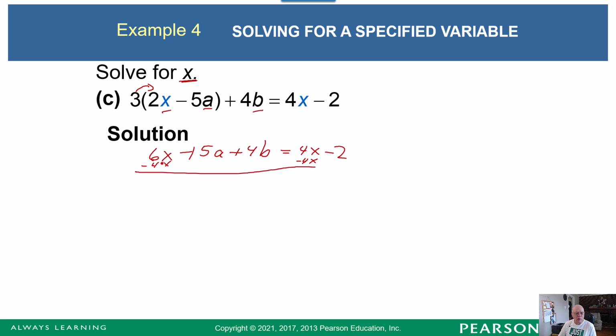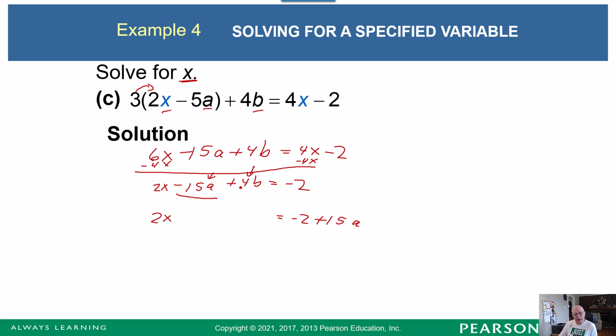So right now what we've got is 2x minus 15a plus 4b equals negative 2. I want all the x's by themselves, so this term and this term must go. If I add 15a to both sides, I'll still have the 2x. This one will disappear, and on the right side, I'll have minus 2 plus 15a.